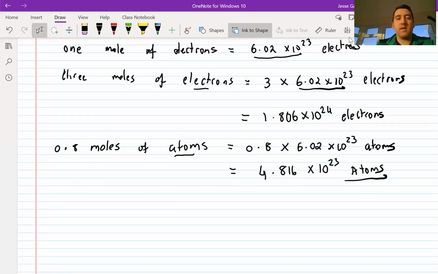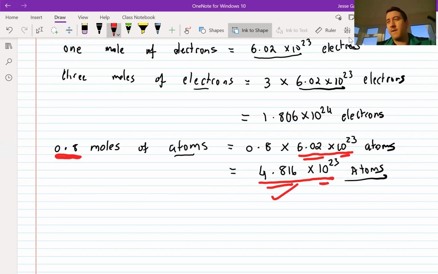Now notice that this number, 4.816, is less than 6.02 by 10 to the 23. So the by 10 to the 23 is the same, but this number, 4.816, is smaller than this number. And that makes sense because I don't have a full mole. I have only 0.8 of a mole. So that's another clue that this is correct.